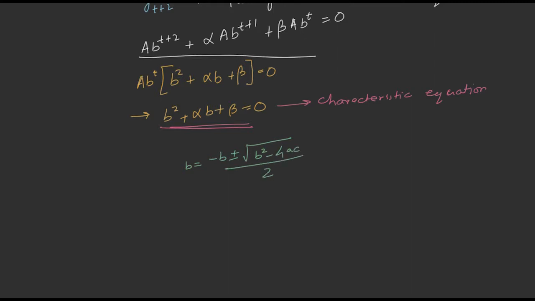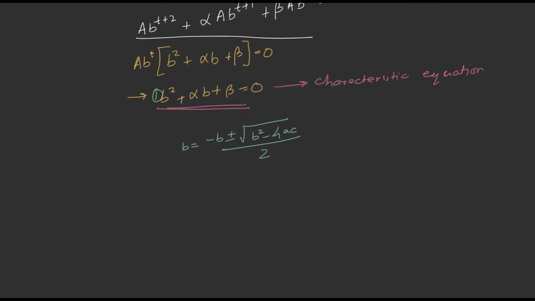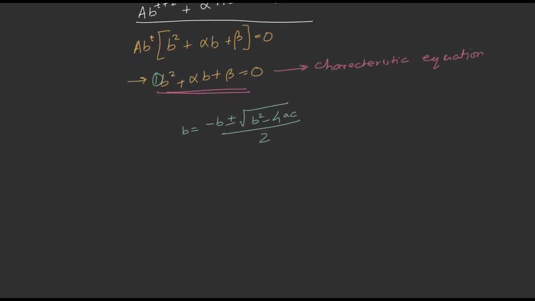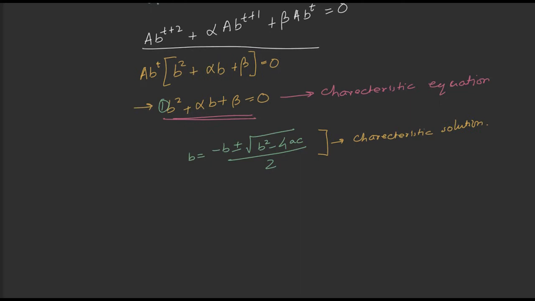Here I am writing 2 and not 2a, because the coefficient of b square will always be 1. Therefore, 2a is 2, so no problem with that. So this is the value of b. When we get the value of b, we get the characteristic solution. So we get the value of b.